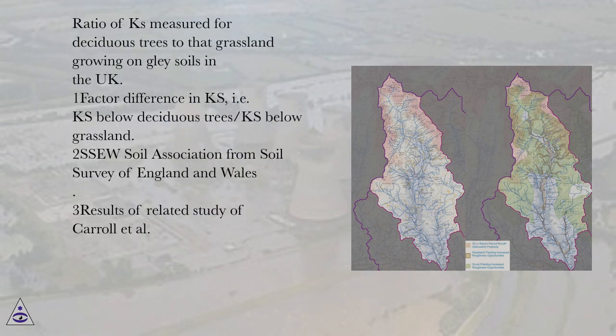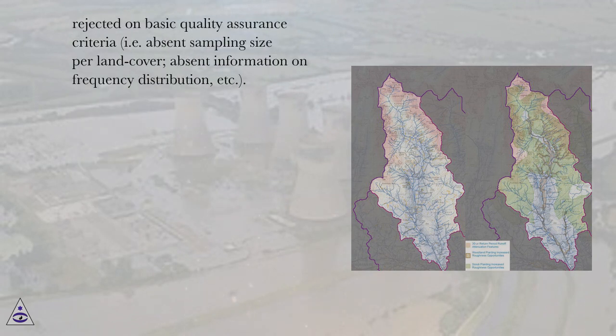Ratio of Ks measured for deciduous trees to that of grassland growing on gley soils in the UK. 1: factor difference in Ks, i.e. Ks below deciduous trees / Ks below grassland. 2: subsoil association from Soil Survey of England and Wales. 3: results of related study of Carroll et al. rejected on basic quality assurance criteria, i.e. absent sampling size per land cover, absent information on frequency distribution, etc.